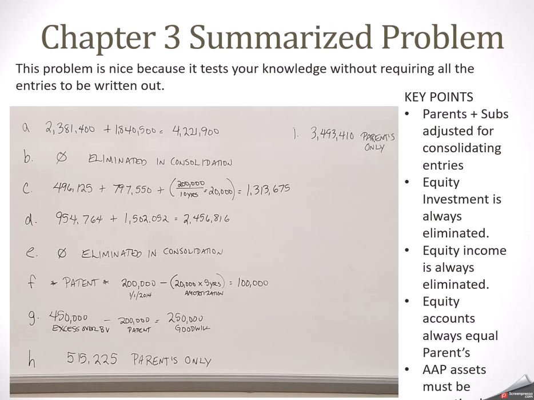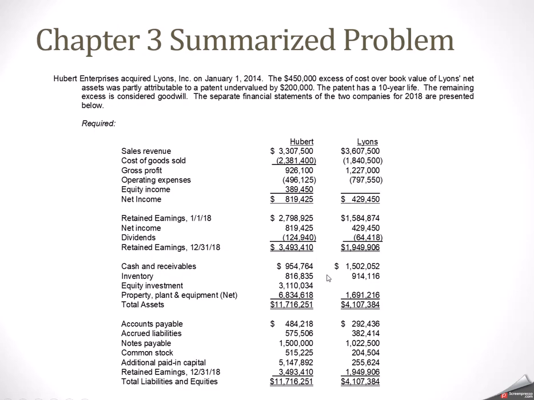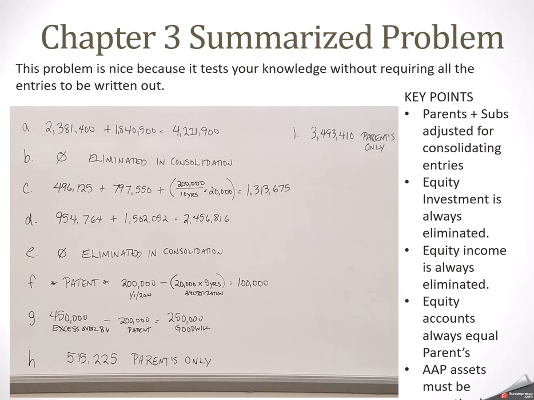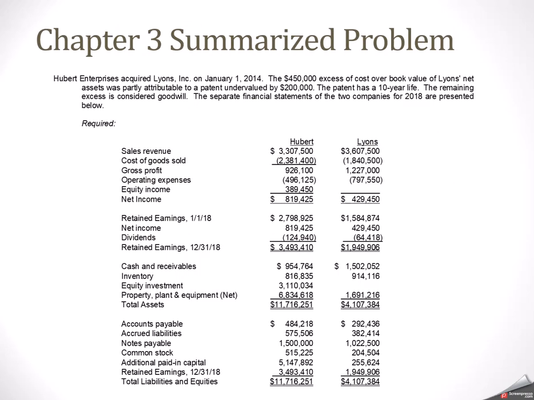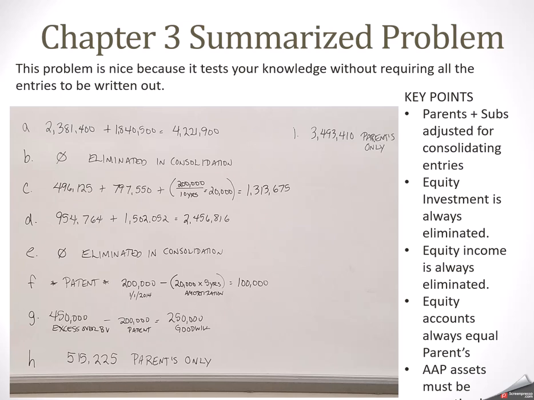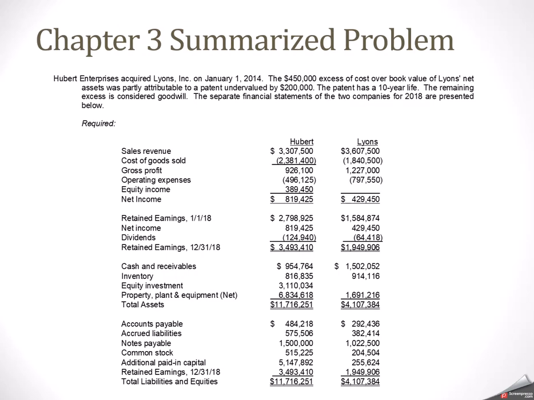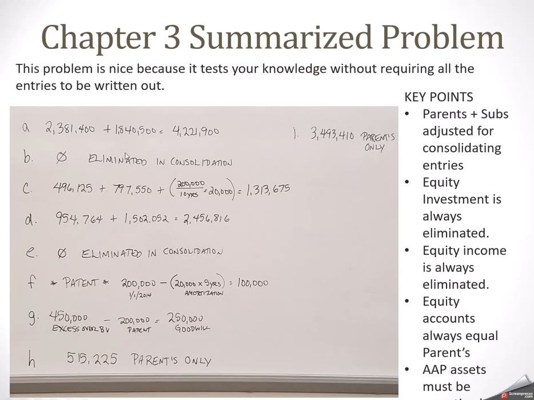So then as we go through it, this is the stuff that it asks for. So A is, darn it, I don't have it on there. Okay, so A is going to be our cost of goods sold, added together. So that's the parent's cost of goods sold plus the subsidiary's cost of goods sold. So those we add, there's no eliminations. Then B is saying what is our equity income. So we know it's eliminated in consolidation, so it's 0.